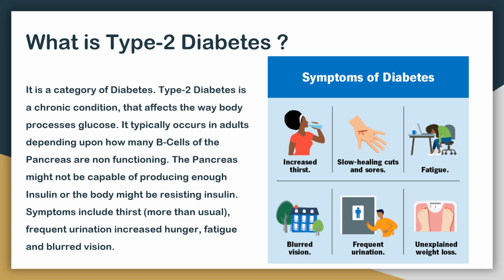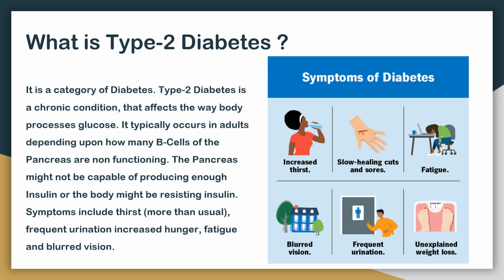Now, why is type 2 diabetes different from type 1? Because diabetes is not entirely based on your sugar consumption or your carbohydrate consumption. It also depends on your pancreas. If your pancreas is not producing enough insulin, you can still have type 2 diabetes. Or if your body is resisting insulin, if your body is refraining from using the pancreatic insulin, still you can have diabetes.